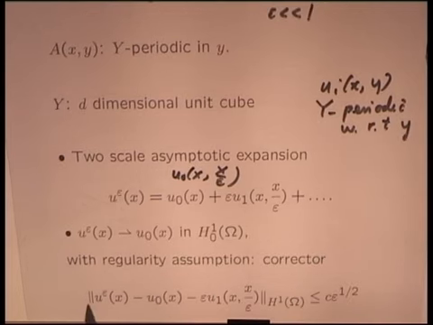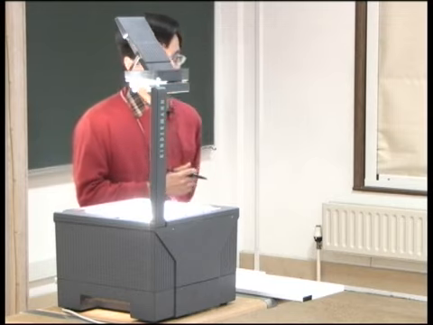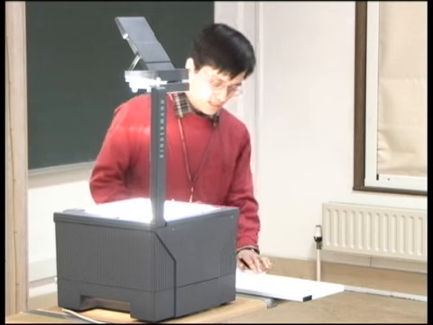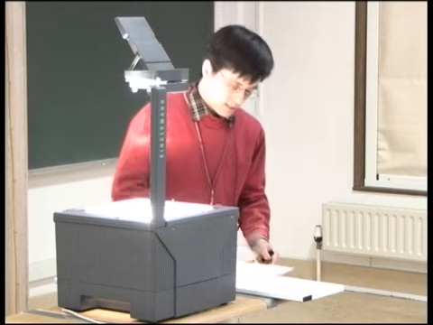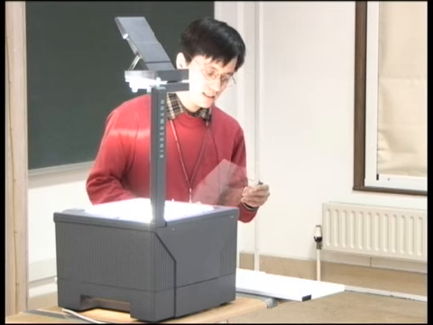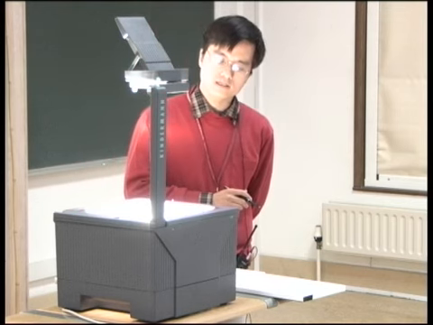And here I have u epsilon minus u0 minus epsilon u1(x, x/epsilon). And I think that here we need to assume that u0 is in H2. So all we want to do is to find u0 and u1, as you have seen in a few talks here. And it is also very well known that u0 satisfies an equation, which is called the homogenized equation.